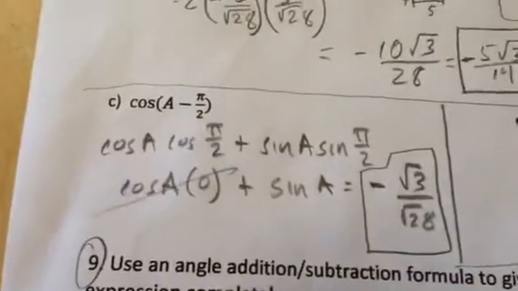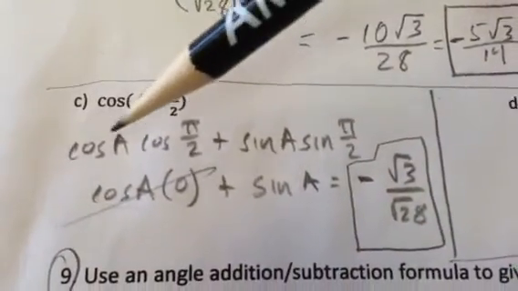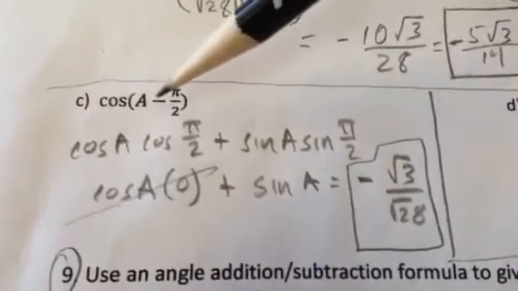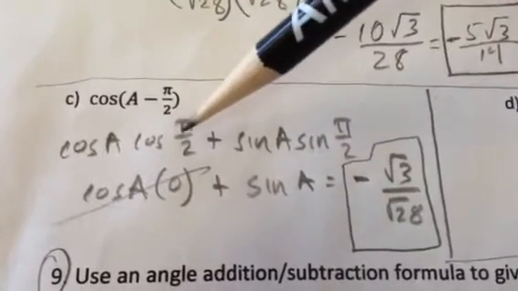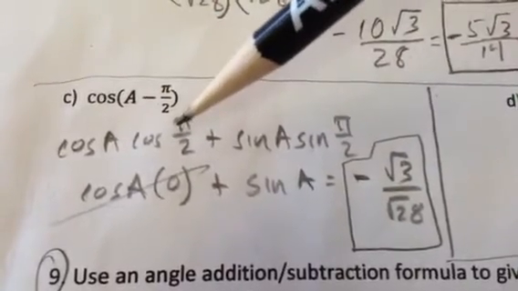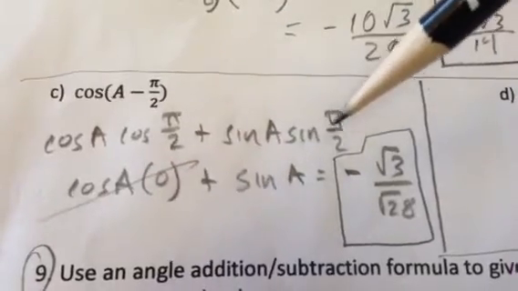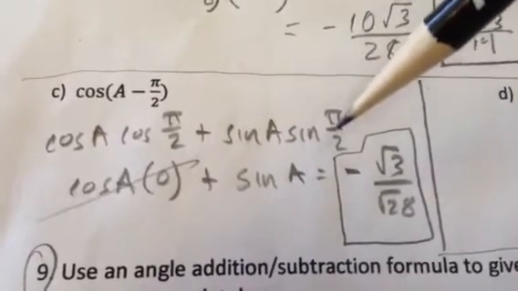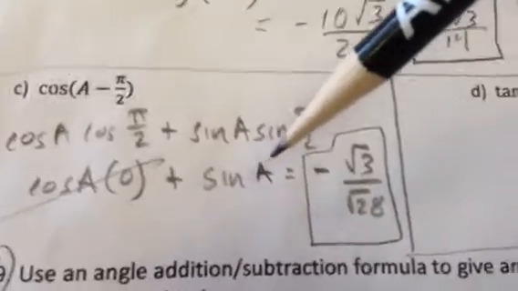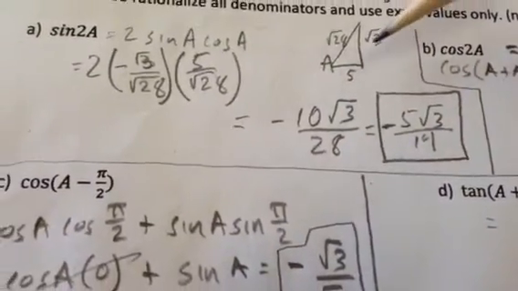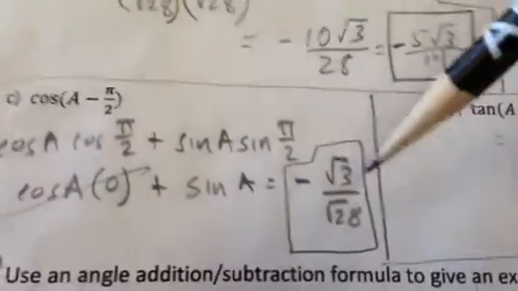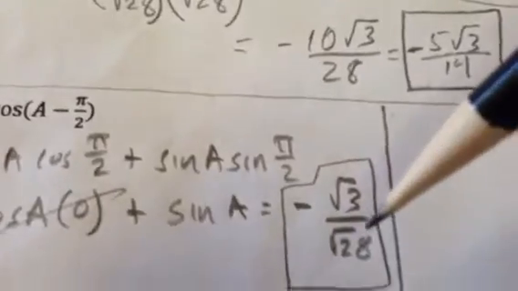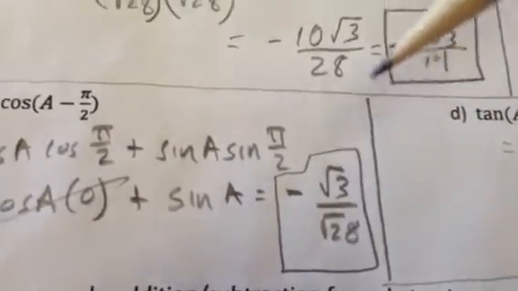The next problem, part C, uses the angle addition formula for cosine, which is cosine, cosine, sine, sine, and that's a minus subtraction in there, so this is plus addition here. Cosine pi over 2 equals 0. So cosine A times cosine pi over 2 equals 0. Sine of pi over 2 equals 1, so sine of A times sine of pi over 2 is just equal to sine of A, which is, according to my little triangle right there, square root of 3 over the square root of 28, which of course in quadrant 4 is negative, so I have negative root 3 over root 28. I could rationalize that, but for time and space considerations, I shall leave it like that.